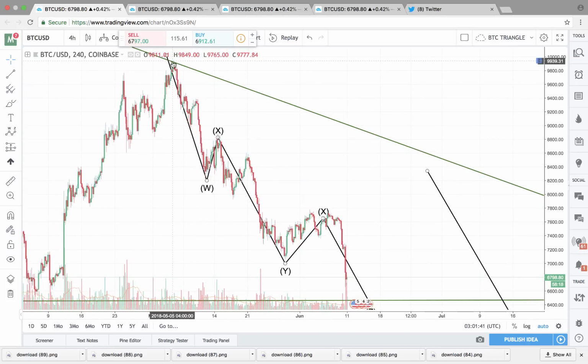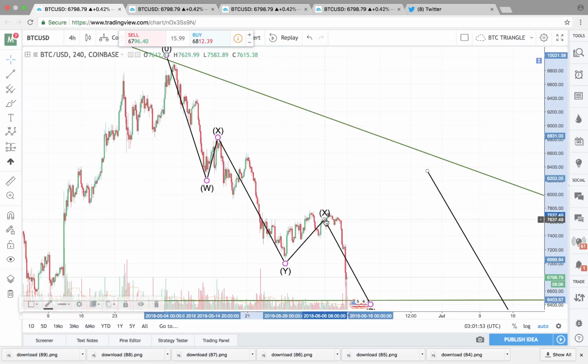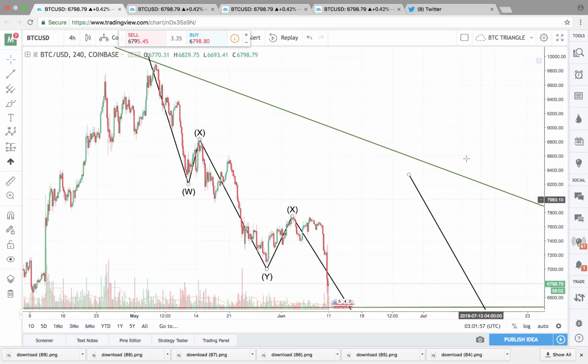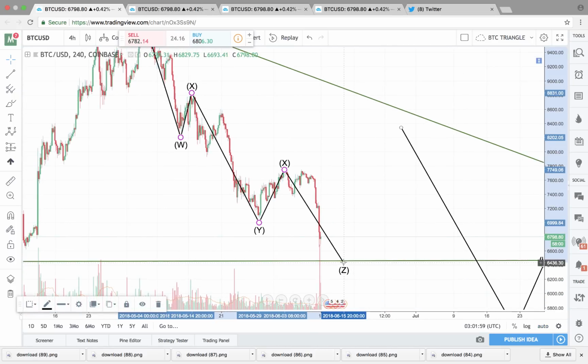With this first structure here being an ABC structure for the W, our X wave is going to be this little structure right here, and then we have our Y wave, which is another ABC wave, our X wave, which actually comes up to here, and our final Z wave that should bring us down here.